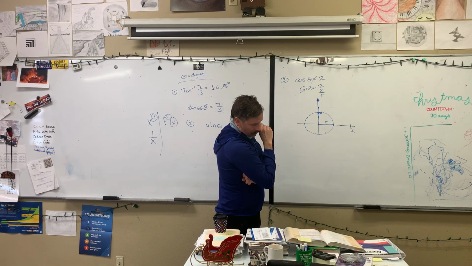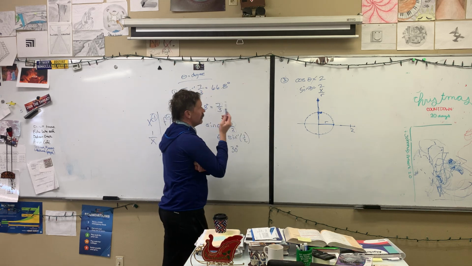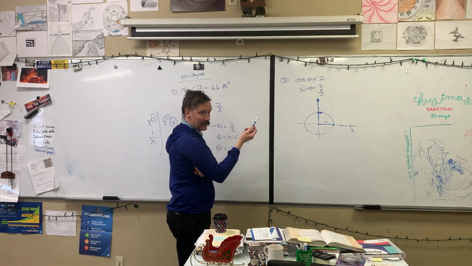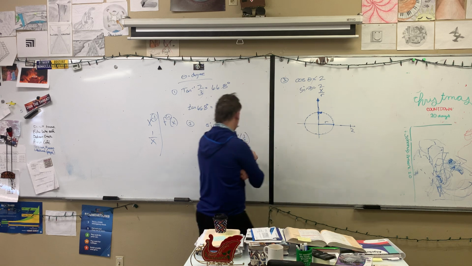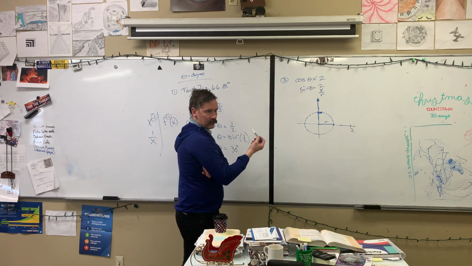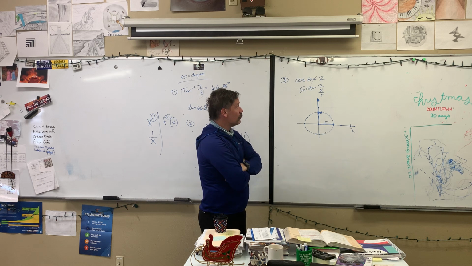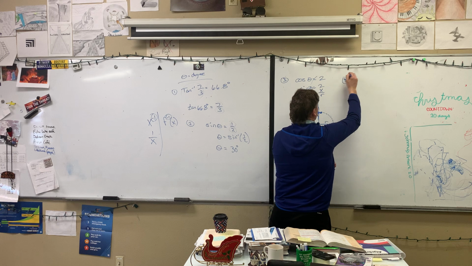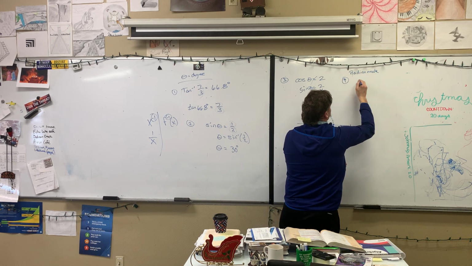If they say radian mode instead of degree mode, it's the same thing. You just do the inverse of the ratio, but it's in radians, so you get a radian answer. Don't put 30 degrees, just put the radian value from your calculator. Now let's say radian mode, and we'll call this number 4.